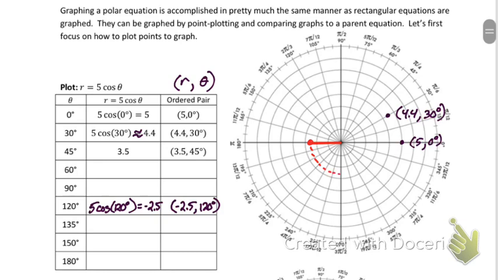This right here would be 90 degrees. Each one of these is 15 degrees. So that would be 90, this would be 105, and this would be 120 right here. So this right here would be the point negative 2.5, 120 degrees. Now I don't really need any of this. We really just needed the point.